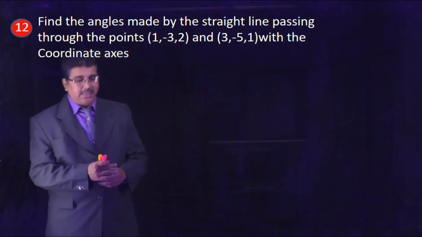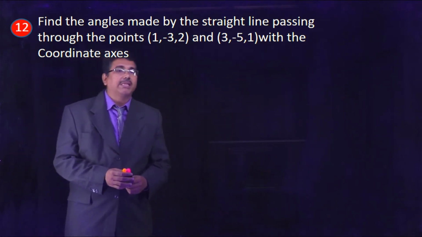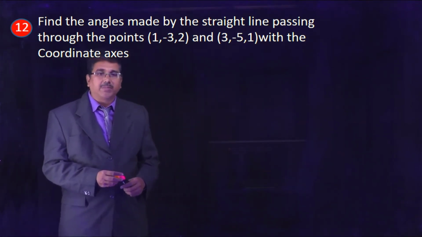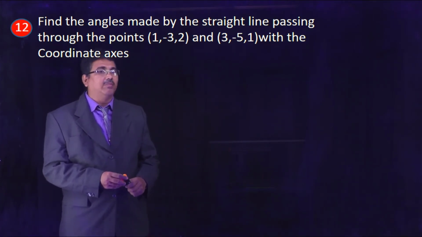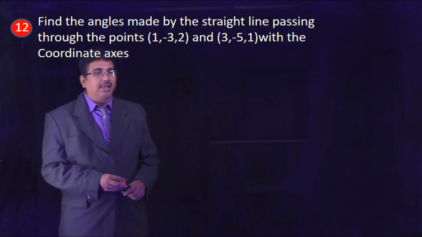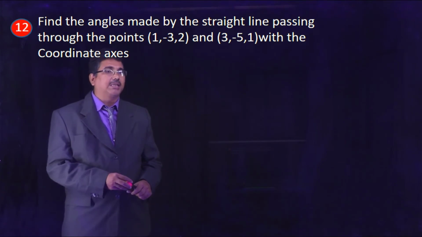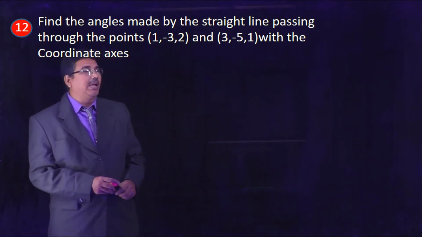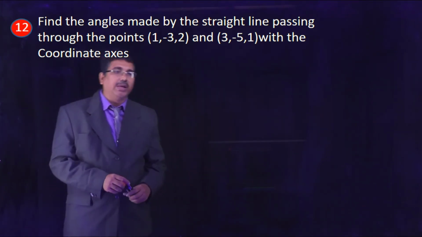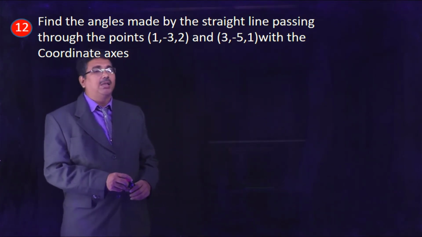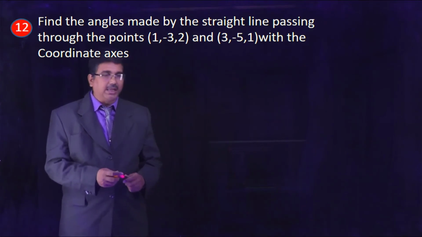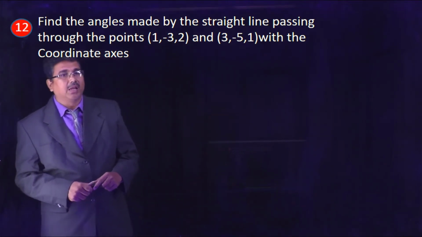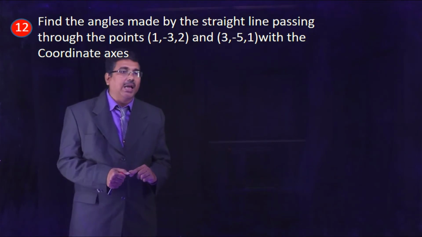Comparing with the previous problem: in the previous problem a vector is given, but in this problem a vector is not given. Here just 2 points are given. In the previous problem we found cos alpha, cos beta and cos gamma, but in this problem we have to find alpha, beta and gamma. How to find the angles?